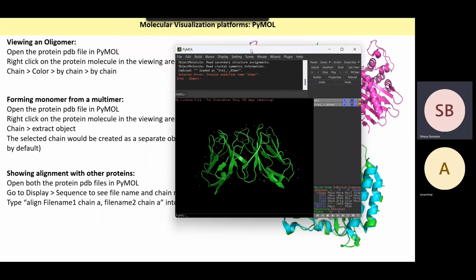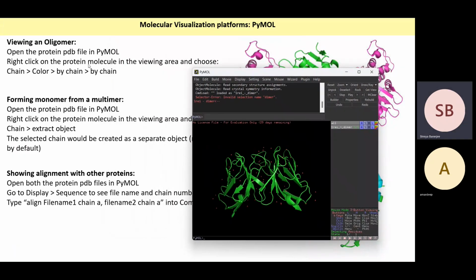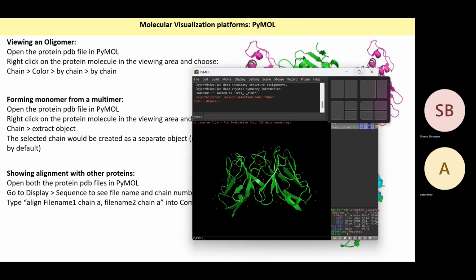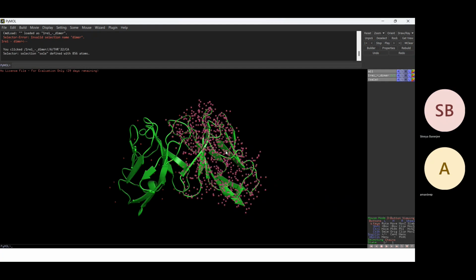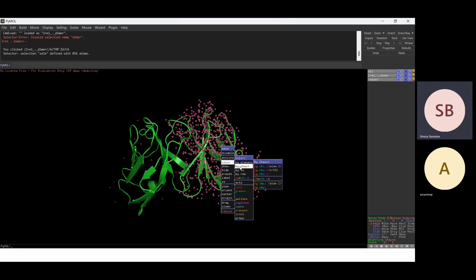For that, we have to choose the chain and color. So here you can see it is now at selecting residues. If I click on residues, it will change to chains. Now it is selecting the chain. So now I'll select the chain, right click, color, by chain, and again by chain.